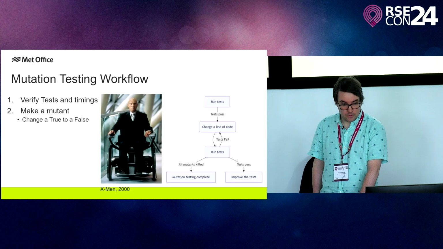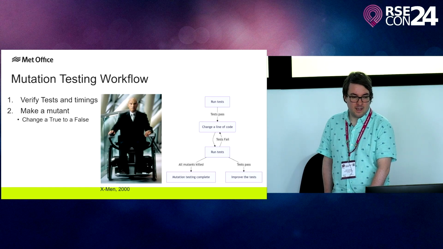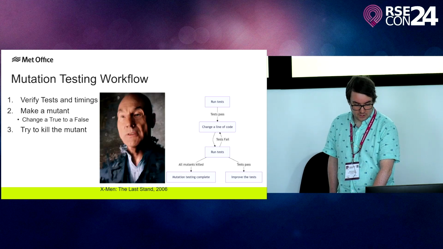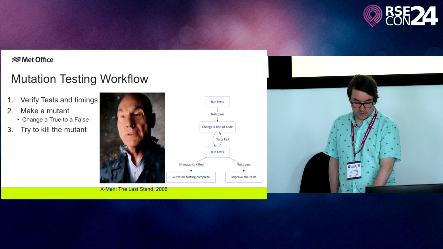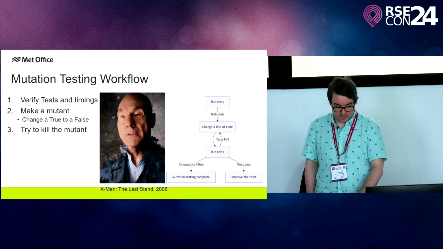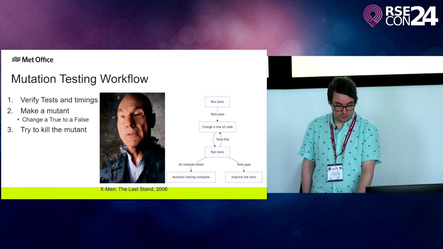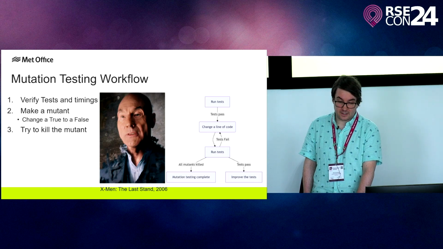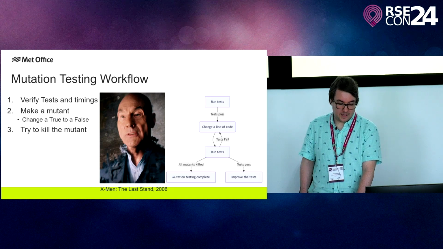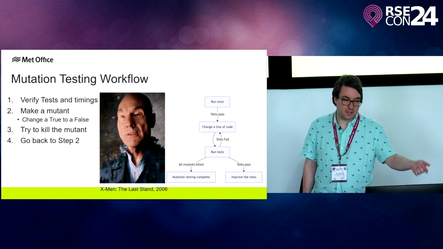Then you want to make a mutant by changing a true to a false maybe. After that, you want to try and kill the mutant by running your tests and seeing if they fail. If they don't, you then have the option of either improving your tests or going back to step 2 and making a new mutant.